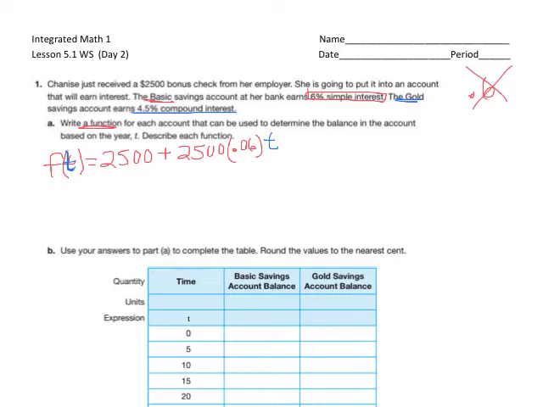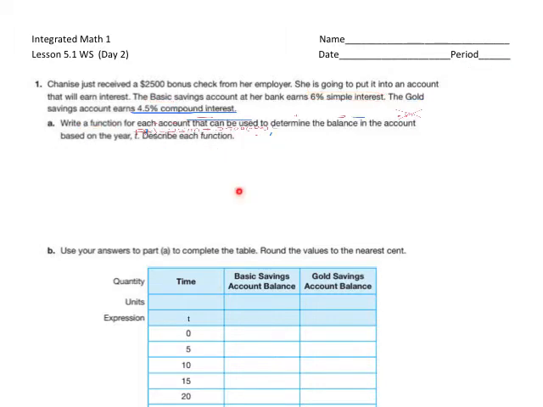So if she was there for 1 year, she's only going to get 6% of 2,500. If she was there for 5 years, this would be 5 times whatever this number is. I know that 10% is 250, so 5% is half of that, and 6% is close to that. All they want is the function. That is simple interest.